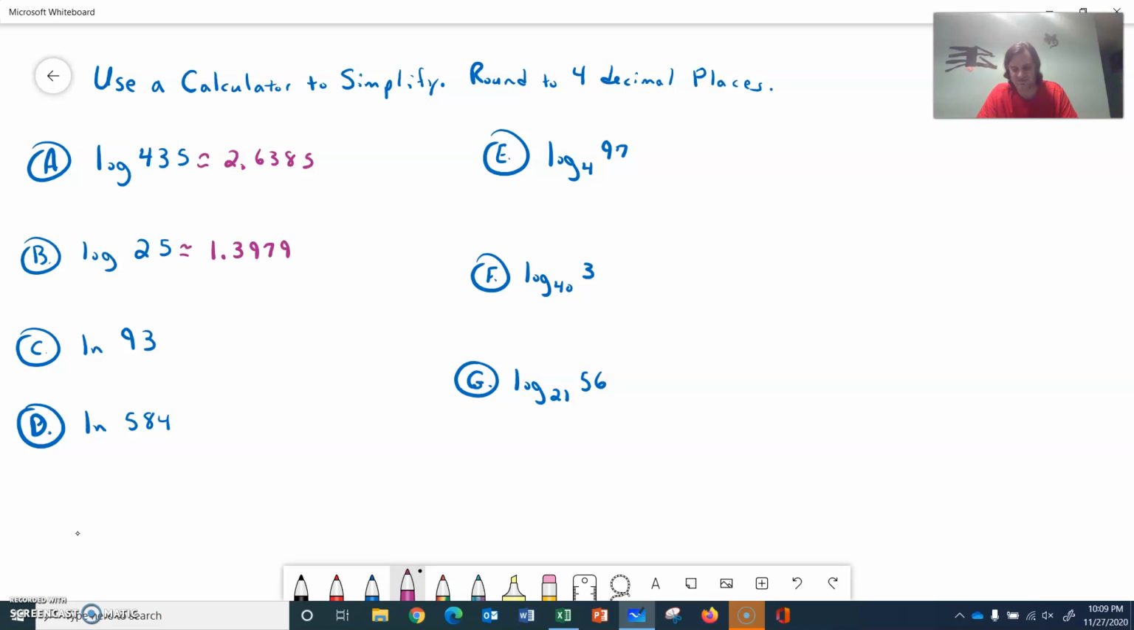C is the natural log of 93. Natural log is base e. Most people have a calculator that will do natural logs. It'll give you 4.5326.